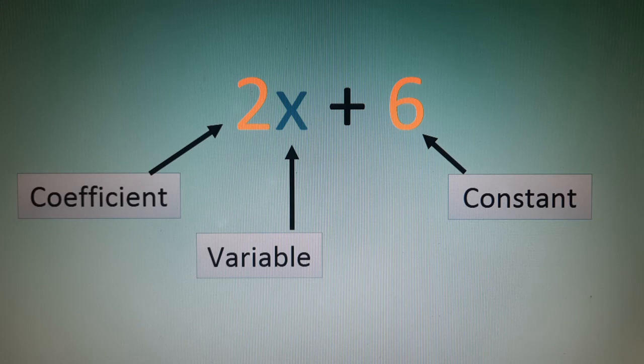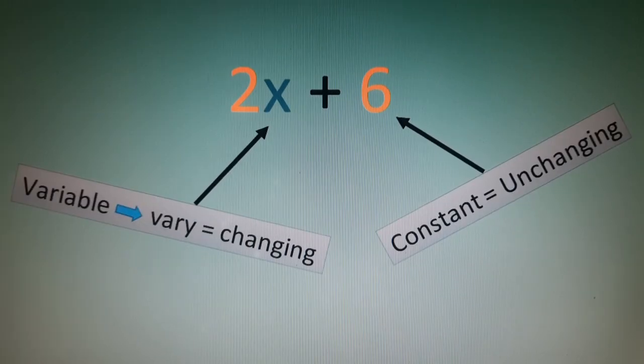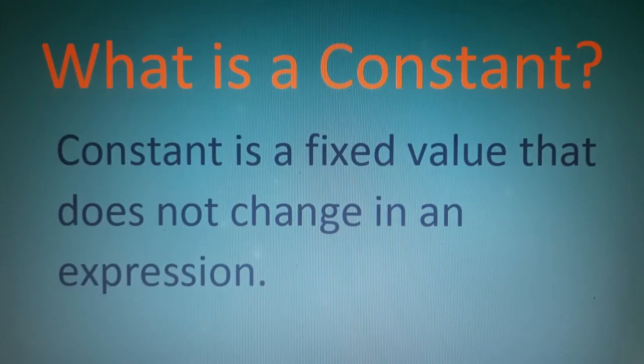So in this expression, you can see 2 is the coefficient and x is the variable. It is in the first term. Second term is 6. It is called a constant. Actually, a variable is vary, it means changing. Constant is fixed, it means unchanging. What is a constant? Constant is a fixed value that does not change in an expression.